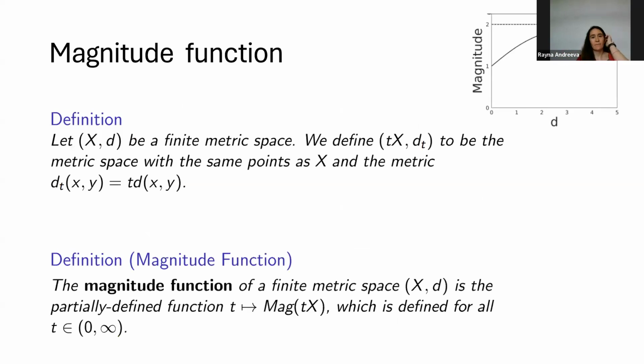Now let's define what is the magnitude function. So first we need to say what is the scaled metric space with the same points as x. So this is just the same metric space, but where the distance between each point is scaled by a factor of t. And hence the magnitude function is the function from the non-negative reals to the reals. And this is just taking magnitude over various values of t.